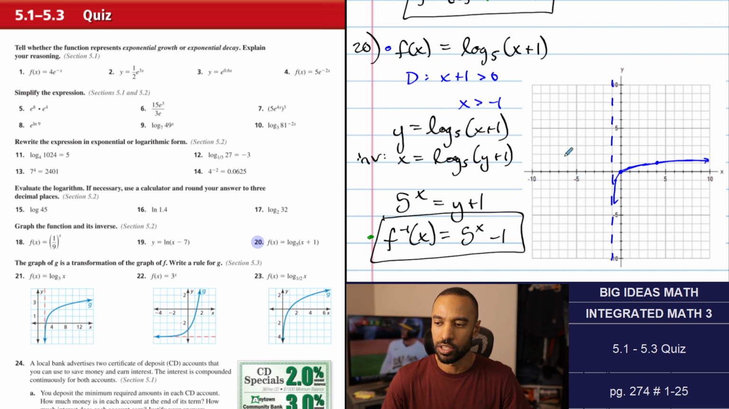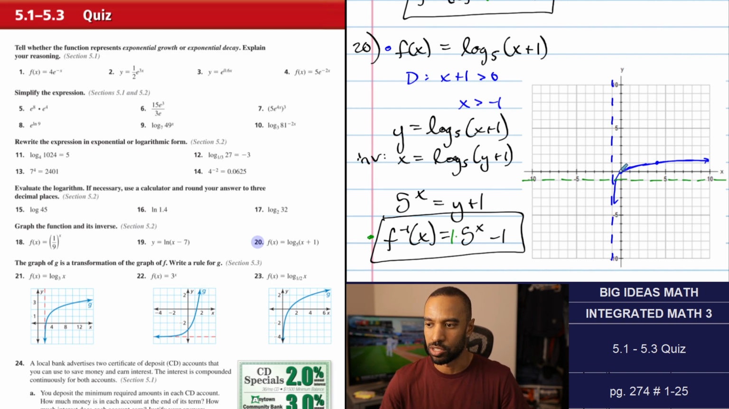The negative 1 is a vertical translation. We go 1 unit down as the horizontal asymptote, and everything else follows suit. Once again, there's an a value here, an a value of 1. So when x is 0, y is going to be 1 up from there. Same place as before. 0, 0. Swap x and y is still 0, 0.